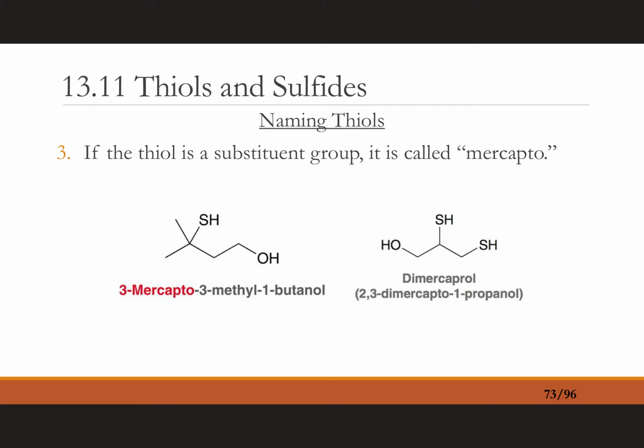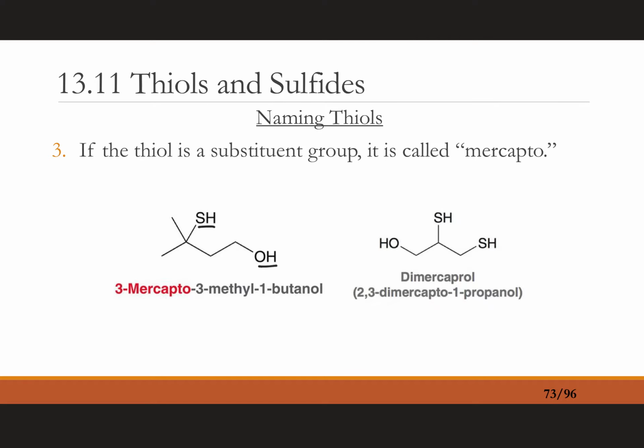If the thiol is a substituent group, it's called mercapto. So in the molecule on the left, we have an alcohol, we have a thiol. The alcohol is a higher priority functional group, so it's going to end in 1-butanol because of the alcohol. There's a methyl group at carbon 3. There's a thio group or a mercapto group at carbon 3 as well.